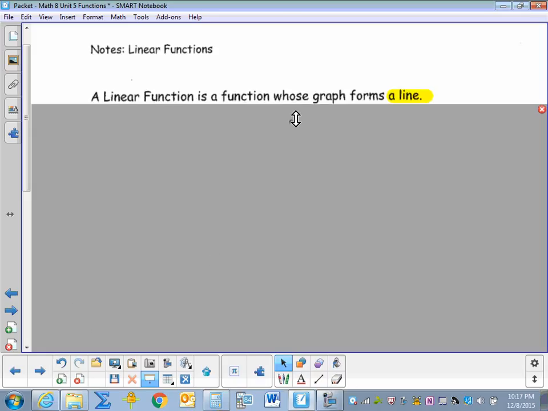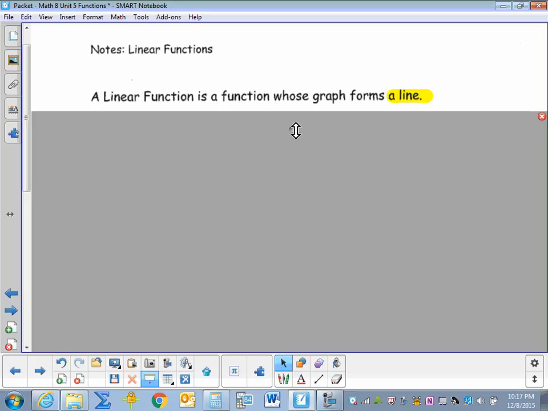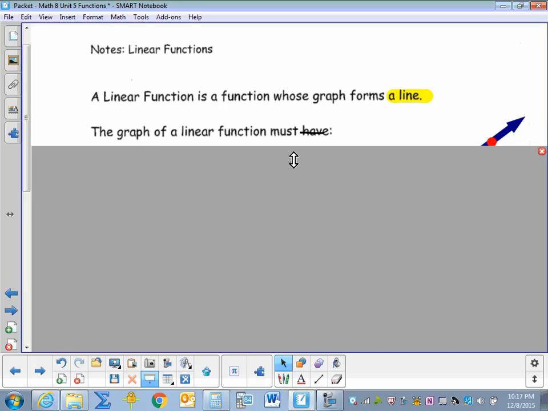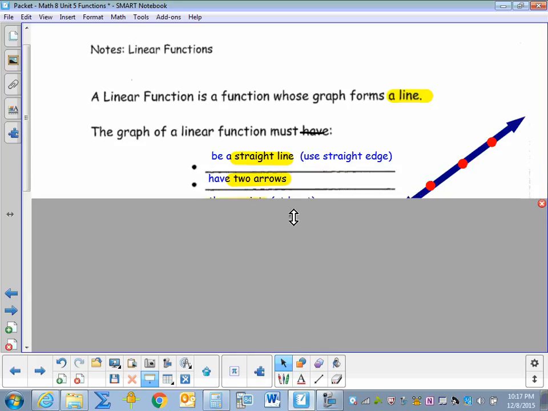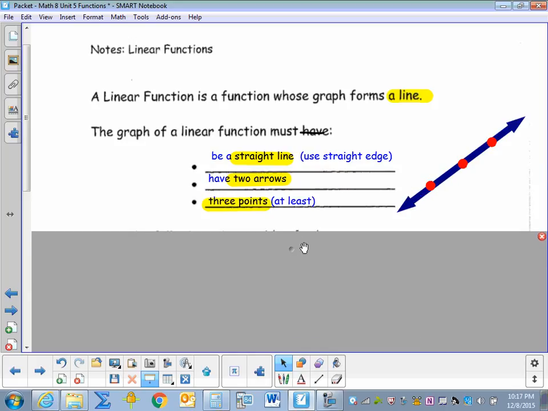Linear functions. A linear function is a function whose graph forms a line. The graph of a linear function must be a straight line, so you need to use a straight edge, have two arrows, and at least 3 points.